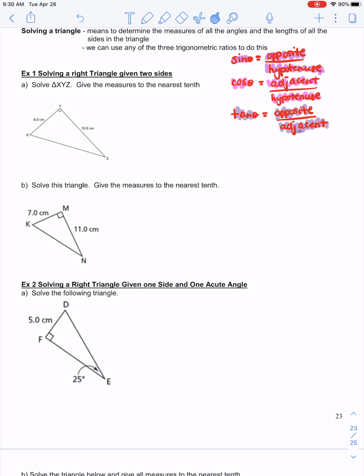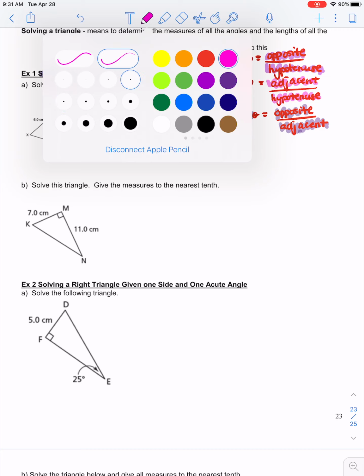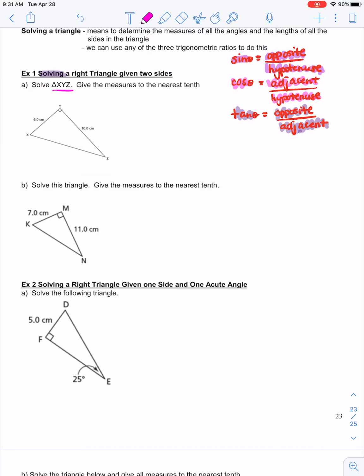Okay, so let's try this first example. Example 1, solving a right triangle given 2 sides. When it says solve, it just means to find out every missing side and every missing angle in the triangle. So let's do that. Solve triangle XYZ. Give the measures to the nearest tenth. So the first thing, let's find that third side.